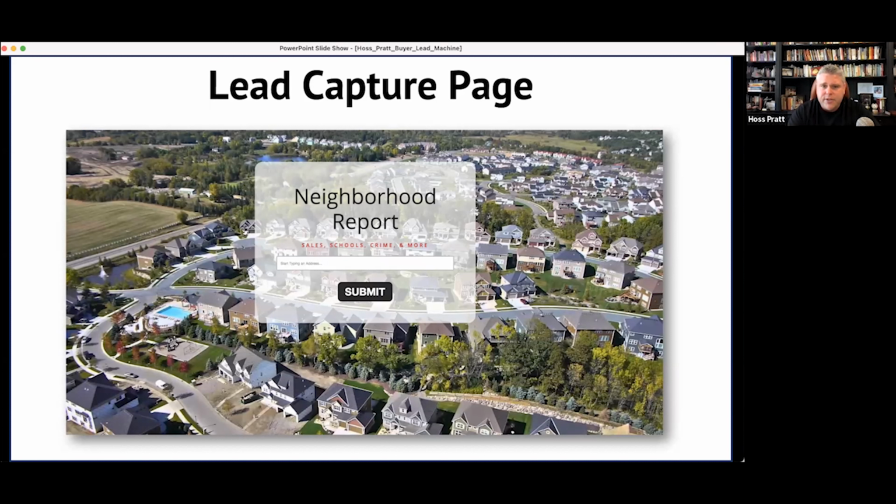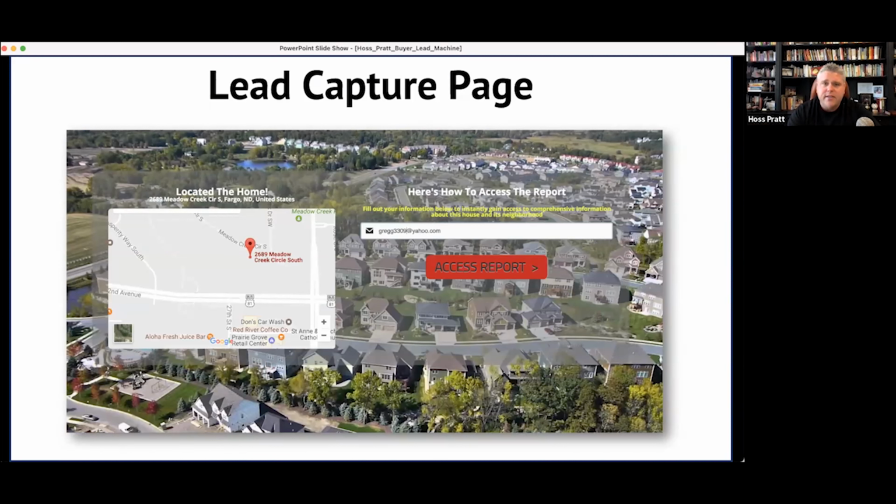Lead capture page. I want to show you an example of this. If I'm offering a report, it's going to be a simple landing page that doesn't have a bunch of distractions on it, that gets them all of the information instantly. I don't want to have to fulfill it. I want to make it automated.